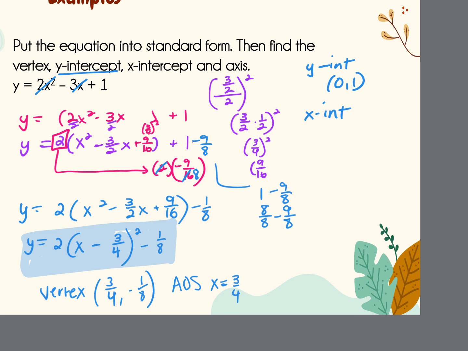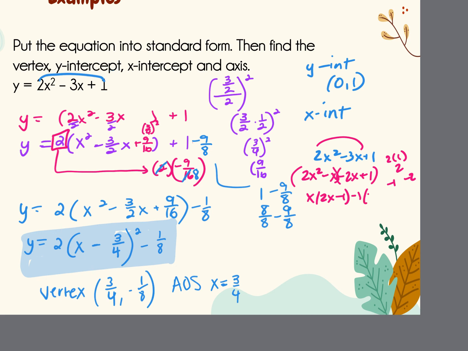X-intercept, I'm going to check if my initial is factorable. Are there factors of the first and last, or are there factors of 2 that sum to negative 3? Yep, so I'm going to factor it. So I'm going to do first times last. 2 times 1 is 2. Factors of 2 that sum to negative 3, negative 1, negative 2. Plug them in. Factor by grouping. And I get positive 1/2 and positive 1.